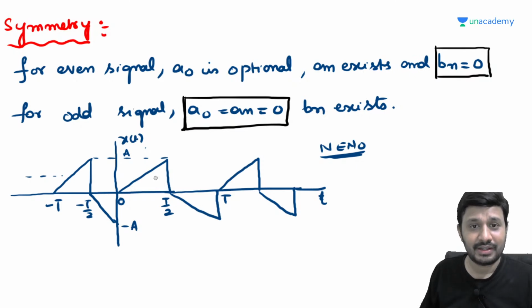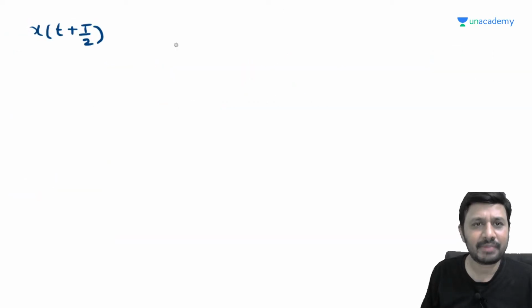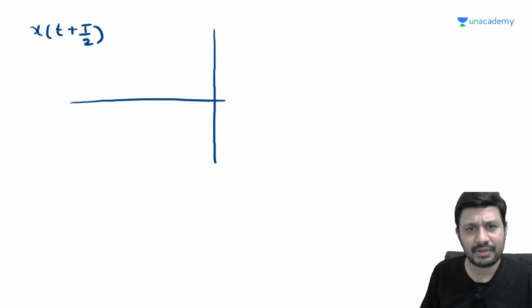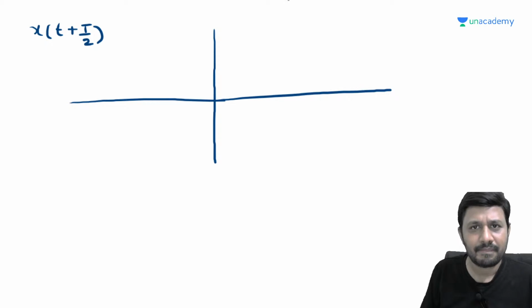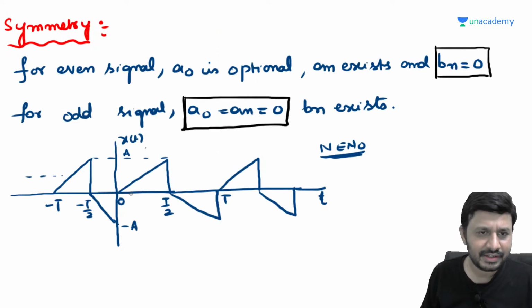Remember, we must build these kind of signals also from sinusoids. So we are understanding the nature. Now this is a signal x of t, x of t plus T by 2. X of t plus T by 2 means we know it is an advanced version, no? Advanced version means left shift. So simply shift this signal left by T by 2.